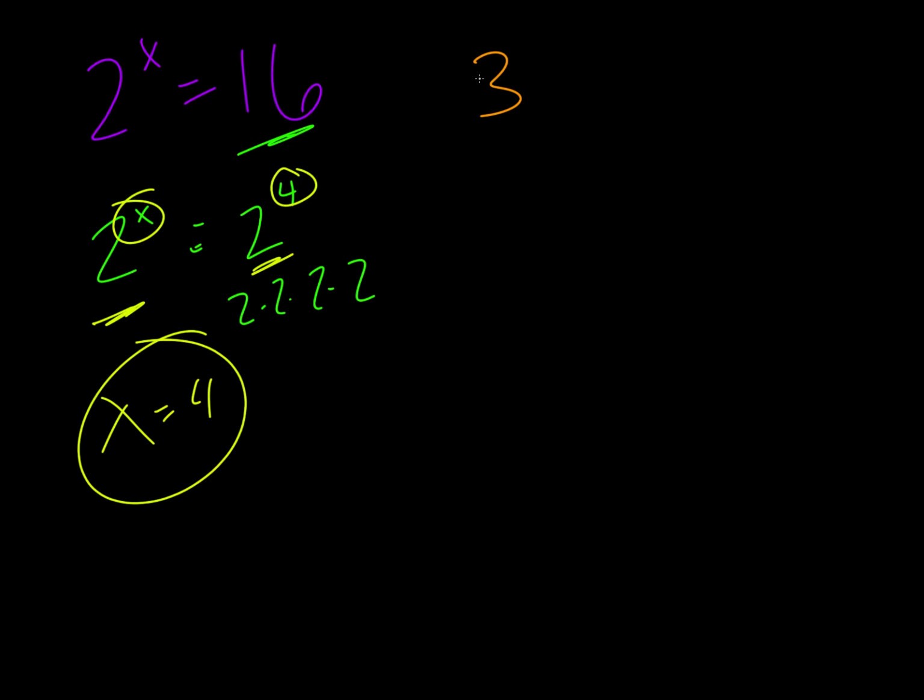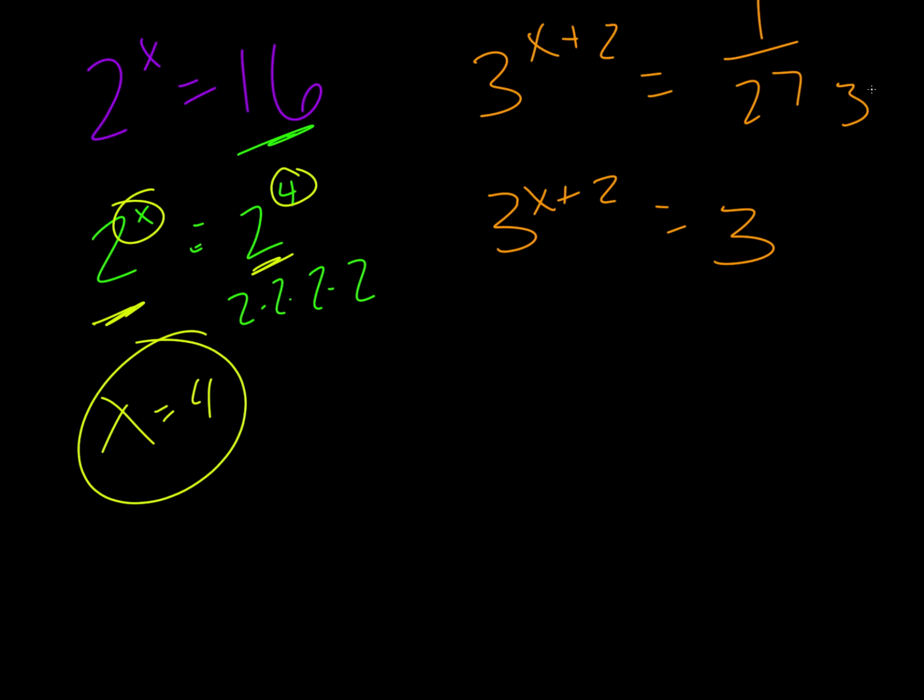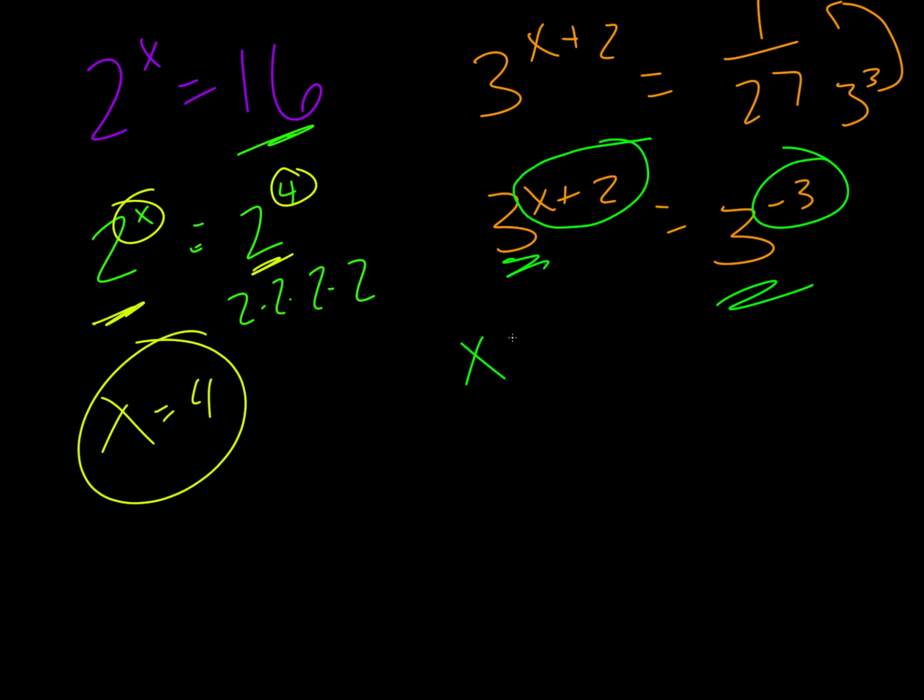Okay, let's try another one. 3 to the x plus 2 equals 1 over 27. So once again, we are going to try to write the thing on the right as base 3. Now we could write 27 as 3 to the 3, but since it's on the bottom and we want to move it up top, we make it negative. And so what happens here, we have a base 3, and so this thing must equal this thing. So x plus 2 equals negative 3. Just do a little bit of algebra, and x must equal negative 5.